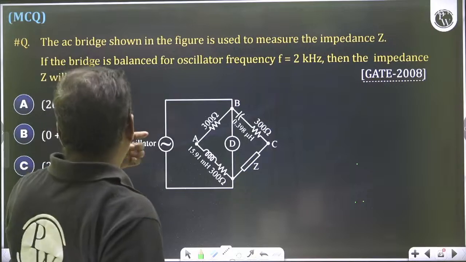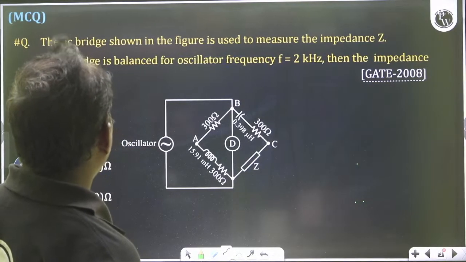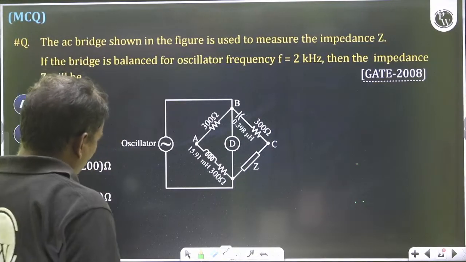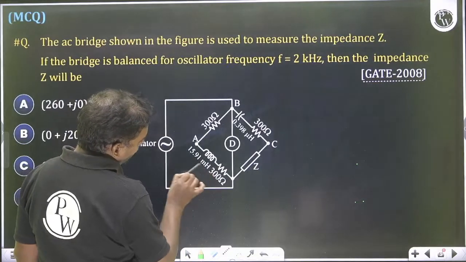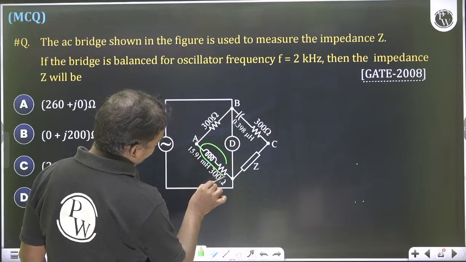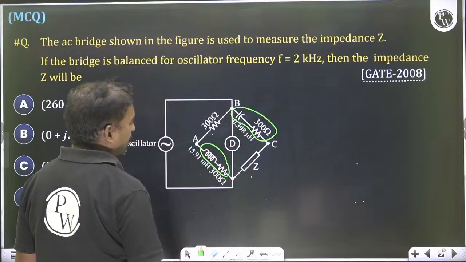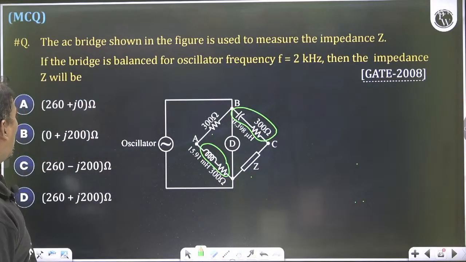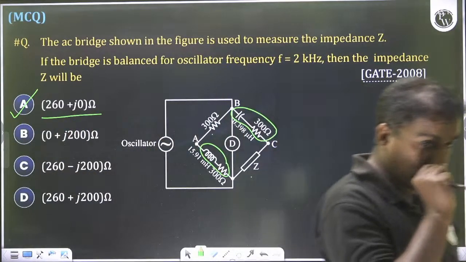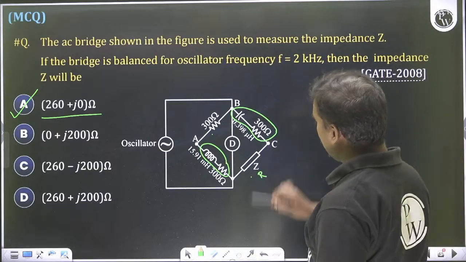So if you see here, the AC bridge shown in the figure is used to measure the impedance Z. If the bridge is balanced for oscillator frequency 2 kHz, then the impedance Z will be dash. Always remember here, this is the inductive part. So this inductive portion is compensated with this capacitive portion, which means definitely this must be a resistor. There should not be any imaginary part. So option A is the right answer. Directly we can tell the answer. The answer should not contain any imaginary part. It should be only a resistor.